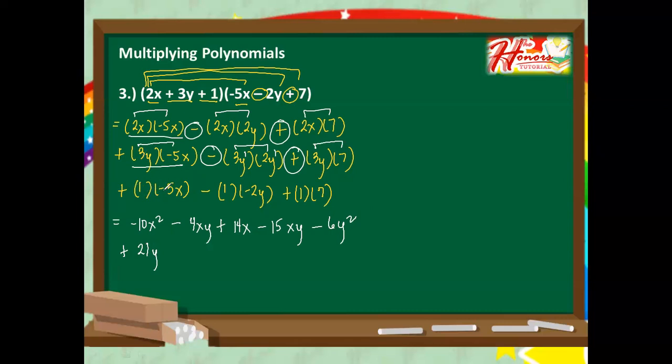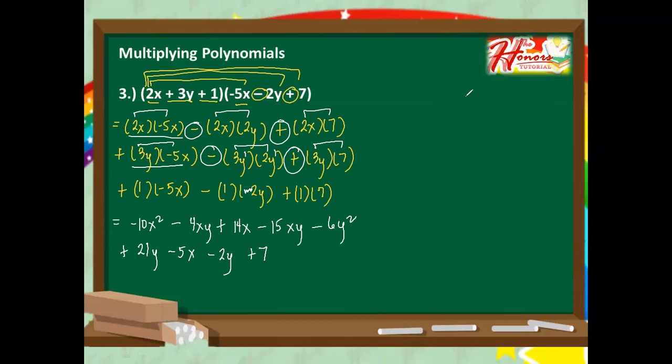And then multiply this. Remember, any number that you multiply to 1 is the number that you multiply to 1. So that is negative 5x. And then this is not negative. Okay. So this is negative 2y. Let's remove this. And then that is 7. So plus 7. Then let's combine like terms if there is. If none, then do not combine.